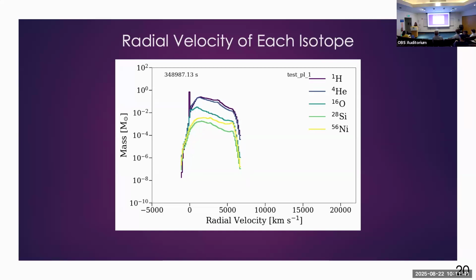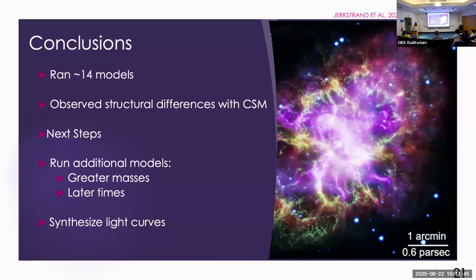Thus, through the late time simulations of over a dozen models into the circumstellar material, we observe structural differences in both the shock velocity and the ejecta morphology as the shock propagates through the circumstellar material. We also saw similar patterns in looking at the mixing fractions and the ejecta velocities. In the future, we want to run even more models with different explosions and greater masses, and we also want to evolve them into later times.